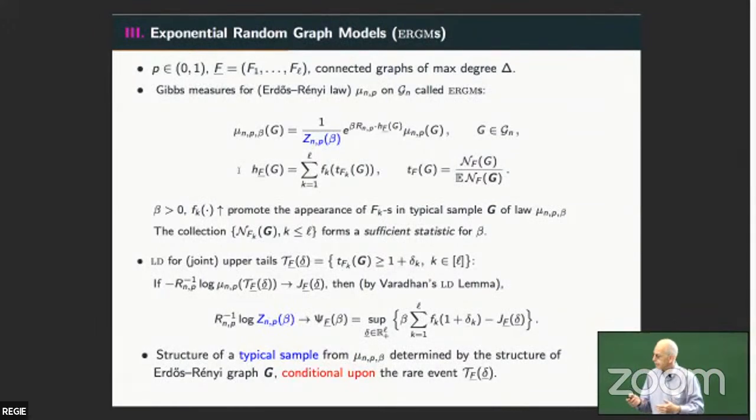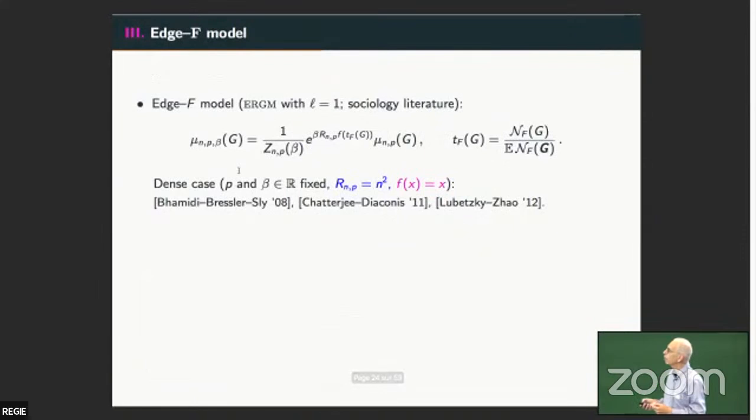So if you want to understand these graphs, you suddenly need large deviations on the original one to understand the typical behavior in the new ones. So this motivates us to look at large deviations or conditional behavior for the Erdos-Renyi as a tool to get the typical behavior of the exponential random graph model. In particular, the most common exponential graph model is one with one F. It's called the edge and F model. Often F is even a triangle, but not necessarily. You can take another pattern.